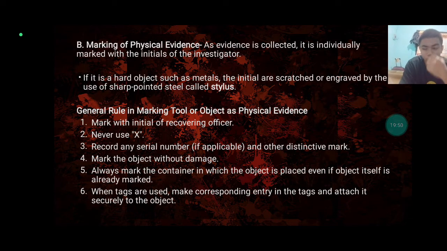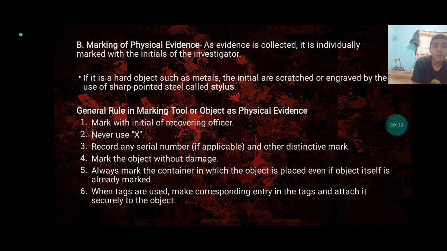So next is the marking of physical evidence. As evidence is collected, it is individually marked with the initials of the investigator. The marking tool depends upon the nature of the evidence. If it is a hard object such as a material, the initials are engraved using a sharp pointed steel tool called a stylus.